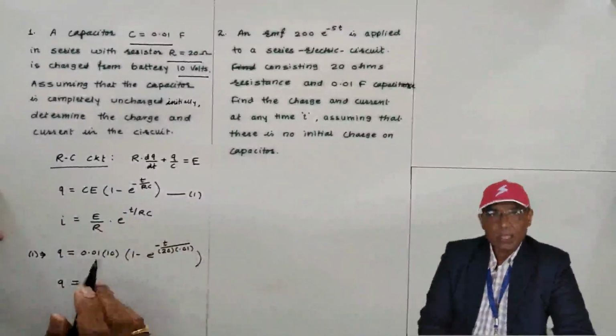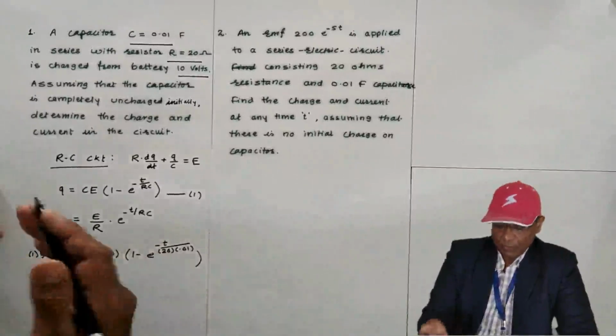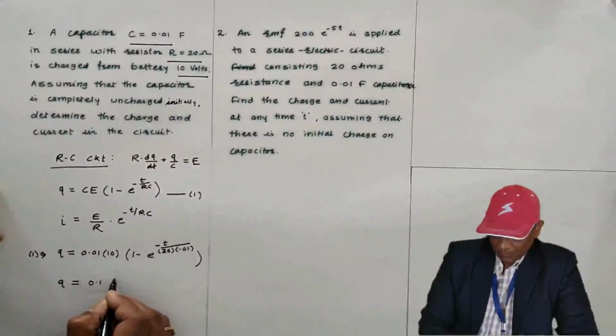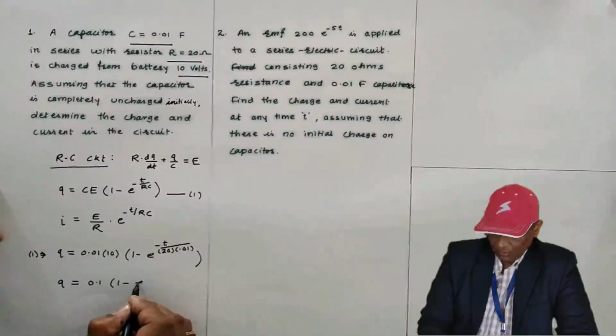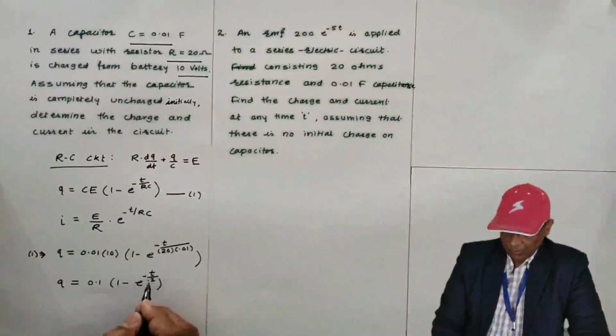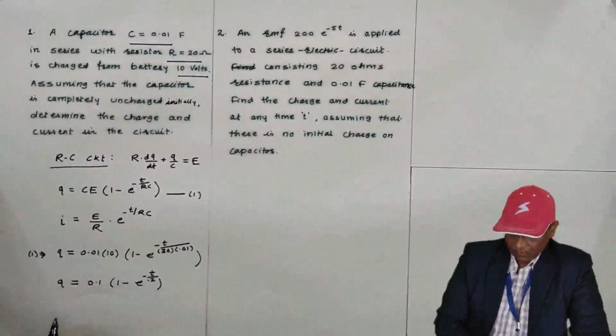Now, in the examination you can follow this procedure. In the last step you can put the value. Now this is 0.1 times (1 minus e to the power minus t), and this is 2. It is 0.2, no? It is 0.2. Now this is Q.